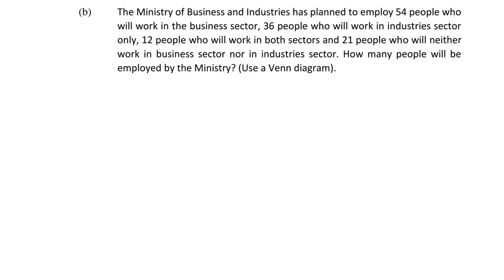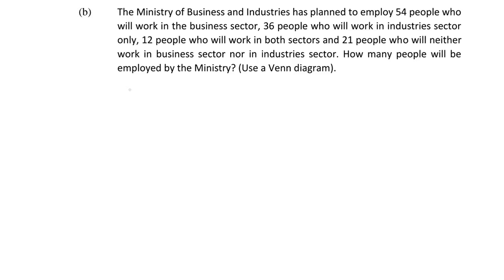Part B of the question: the Ministry of Business and Industries has planned to employ 54 people who will work in the business sector, 36 people who will work in the industries sector only, 12 people who will work in both sectors, and 21 people who will neither work in the business sector nor in the industries sector. How many people will be employed by the ministry? We have been told to use a Venn diagram. Okay, so this is a set problem.